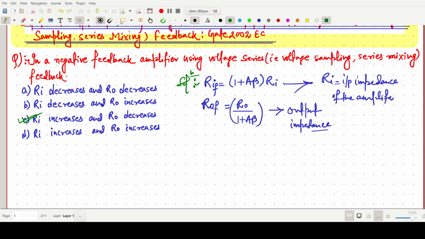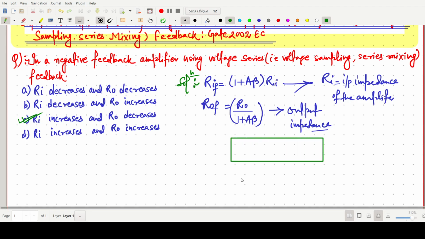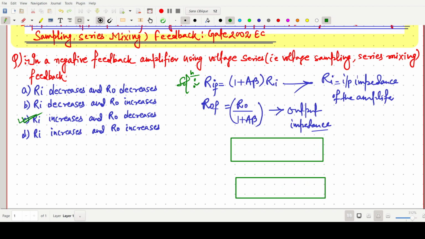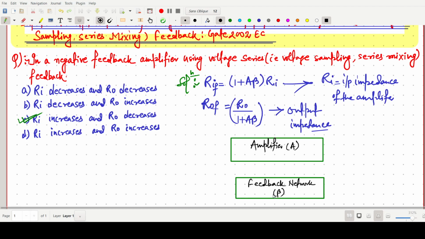Just for more detail, I will give you the video lecture of that particular topic, on how to calculate the input impedance and output impedance. So this one is the circuit. For more detail, there are two things: one is the feedback amplifier and one is the simple amplifier. This one is the amplifier having gain A, and the feedback network will be there having some beta.